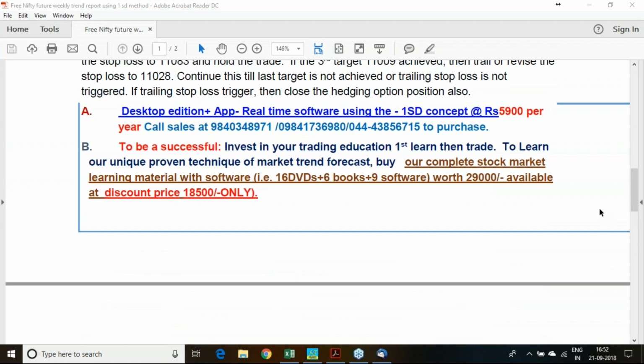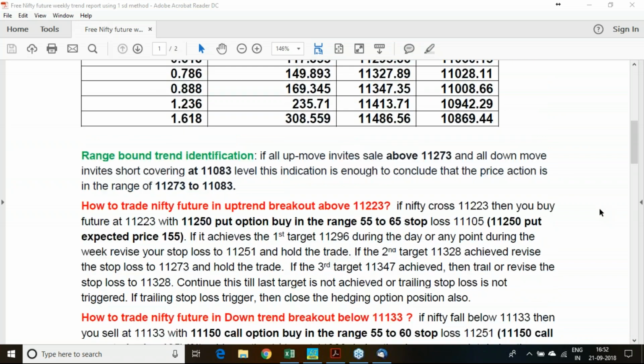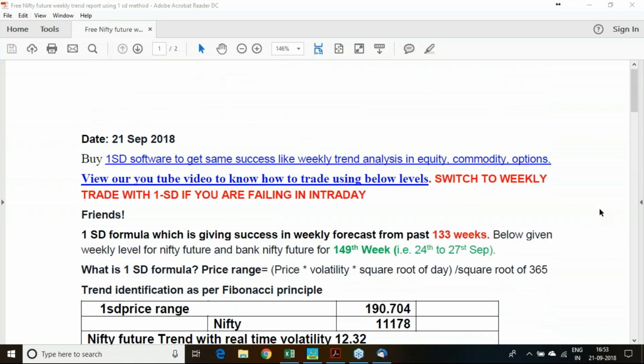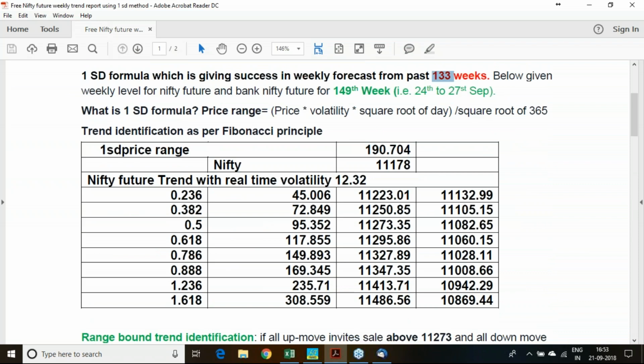This method of trading has some logic to implement. This logic has been proved not only for one week; it is the 149th week we are giving, and out of that this method has given 133 weeks of success. It is not in terms of which target it has hit. The weekend closing and every day's high, low and close price closely come in line with the calculated figures.